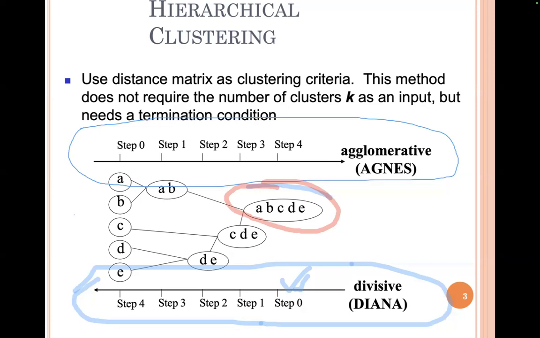And ultimately we stop when no more growth is happening. So divisive is opposite to the agglomerative one. In divisive, we consider all the data points inside one cluster, and it goes on until we break each of them into separate clusters.